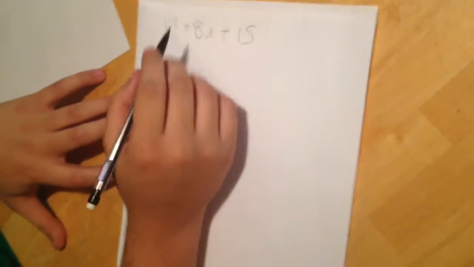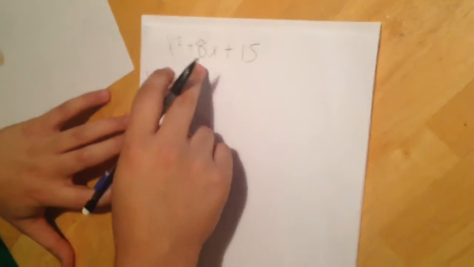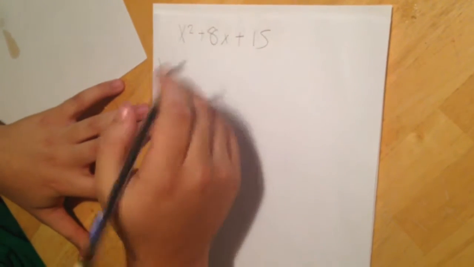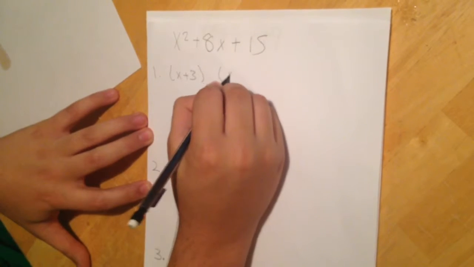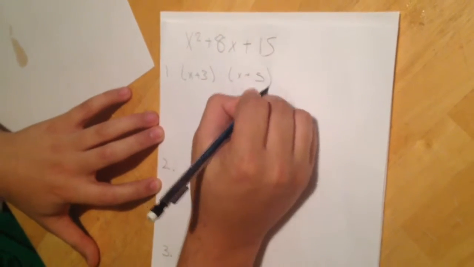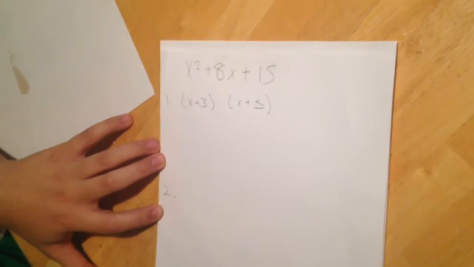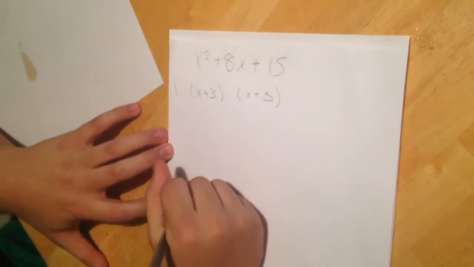Now you have to find two numbers that will add together to get 8 and multiply together to get 15. That would be 3 and 5. Alright, now the next step, you set them both equal to 0.